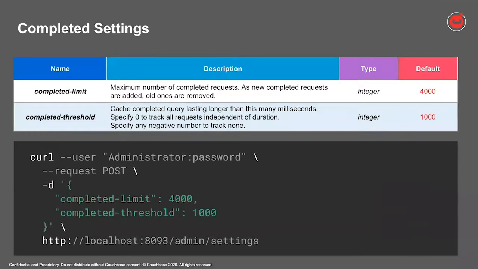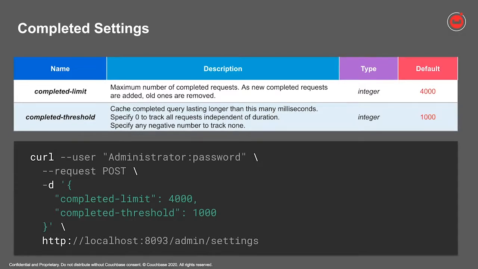There are two main query settings that control the behavior of system completed requests. This is the completed limit and the completed threshold. The completed limit says how many records should I save, and the completed threshold is the duration that if a query is longer than that duration, it should be logged in system completed request. The default limit is 4,000. This is per query node. So if I have 4 query nodes in my cluster as an example, I would have a total of 16,000 completed requests available to me.